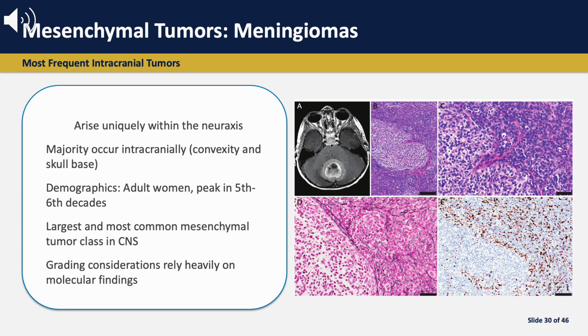Tumors of mesenchymal origin arise uniquely within the neuraxis. As a result, this section focuses on special grading considerations and diagnostic molecular findings for CNS tumors where appropriate.